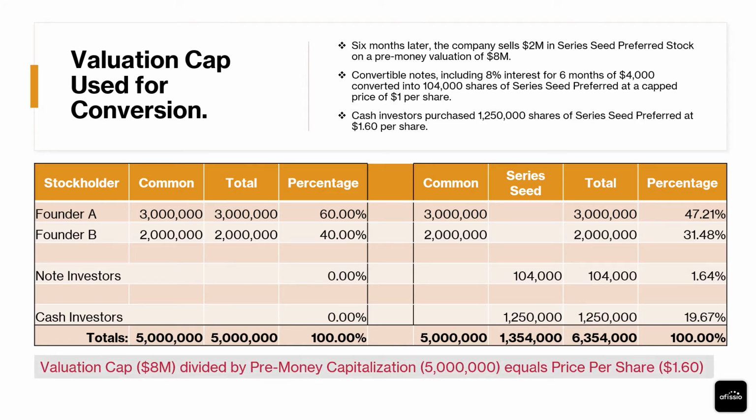Remember the price per share calculation? The new investor's price per share is higher because their pre-money valuation is $8 million, divided by the pre-money capitalization of $5 million to arrive at $1.60 per share. This demonstrates a great savings to your early investors.